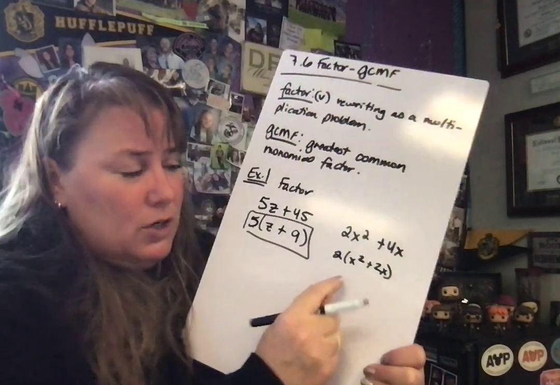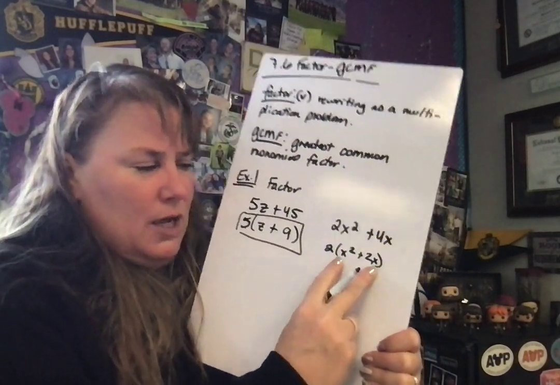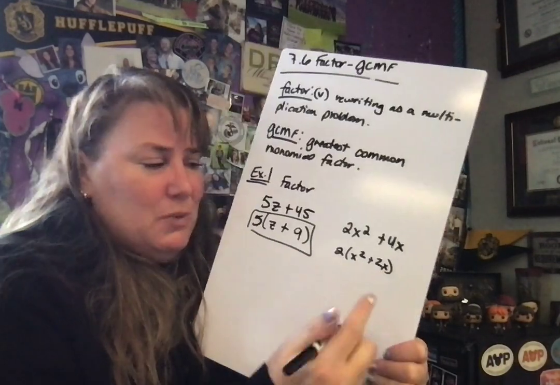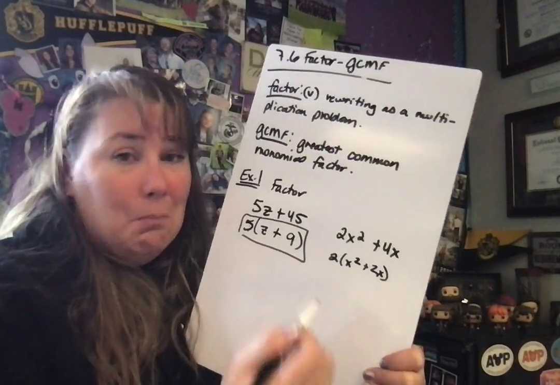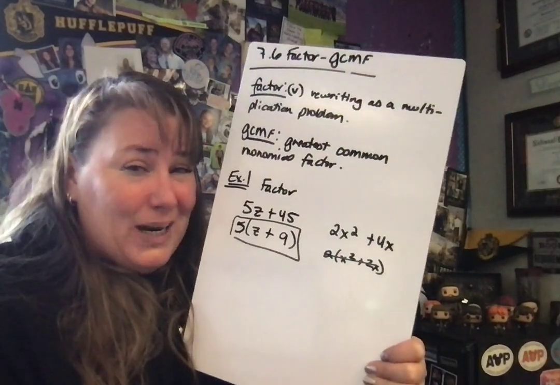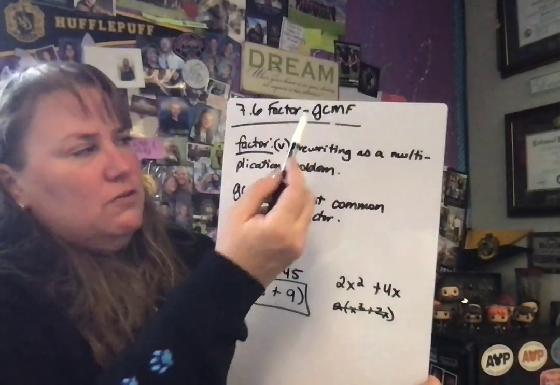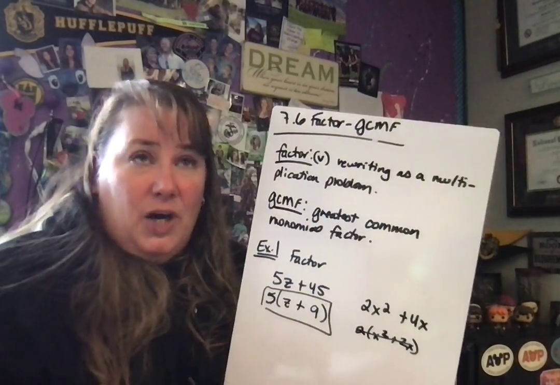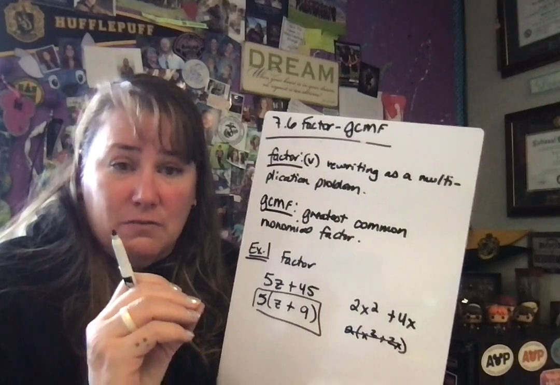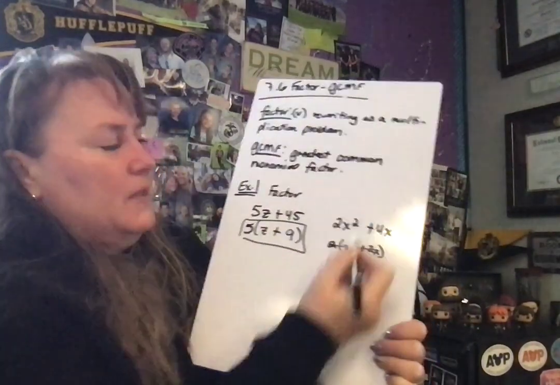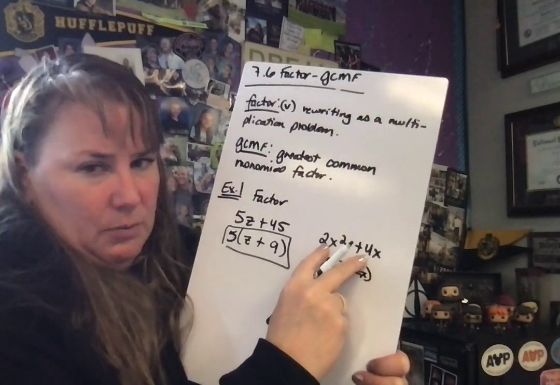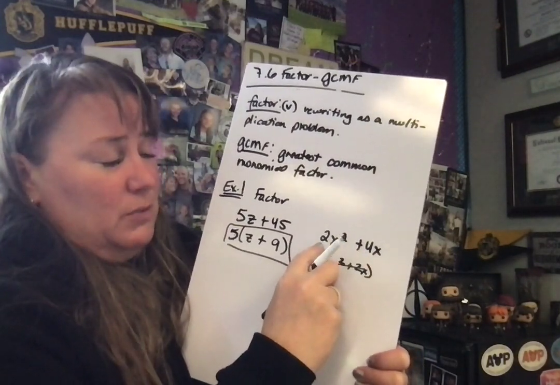But if you notice, if you just pulled out a 2, these two still have a variable, which means you didn't actually pull out the greatest common monomial factor. So that's not quite it. When you factor by GCMF, you're taking out the highest number coefficient-wise and then the lowest variable. Here's what this looks like. We know 2 is the biggest number that comes out of 2 and 4.